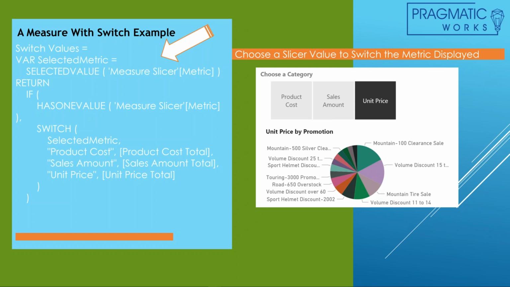But basically what we're doing here is we're just saying, okay, I have a slicer here. I want to know what value has been chosen. And then depending on what they've chosen, I'm going to switch which metric I'm going to show to the user. And once again, let me show you how that looks.